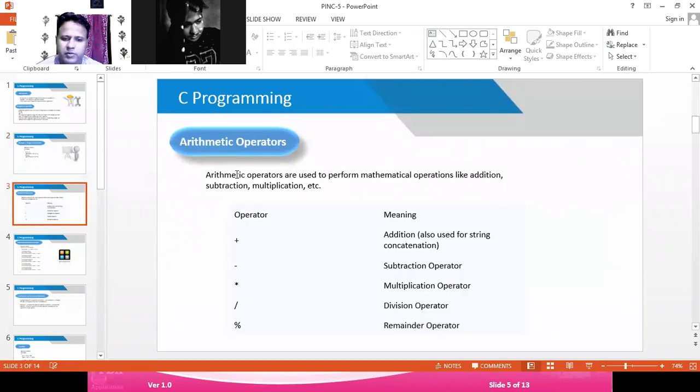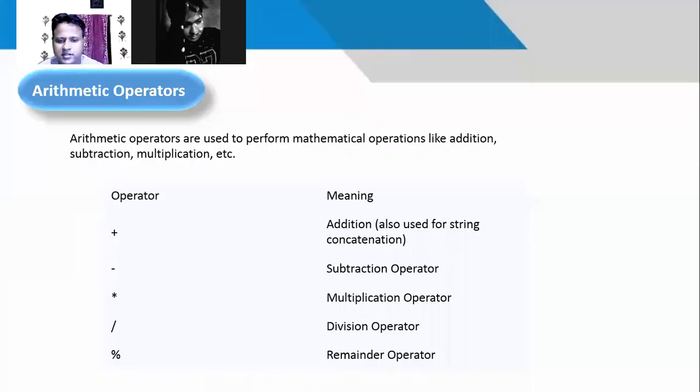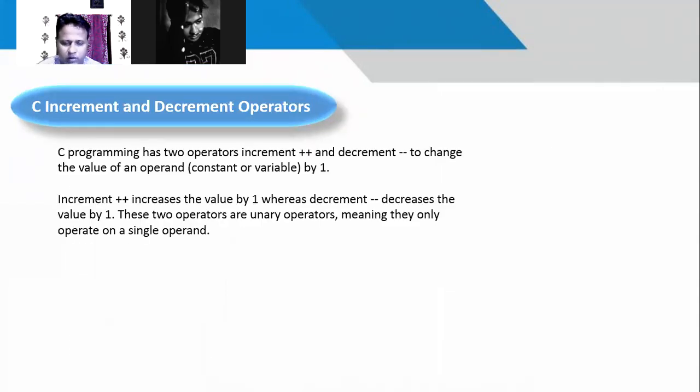First we have the arithmetic operators. In arithmetic operators we are using plus, minus, multiplication, division and modulo. Plus is used for adding numbers, minus is used for subtracting numbers, star is used for multiplying numbers. Then we're using the division operator, divide. Then modulo is used for showing the remainder part. Okay, now we go for that.